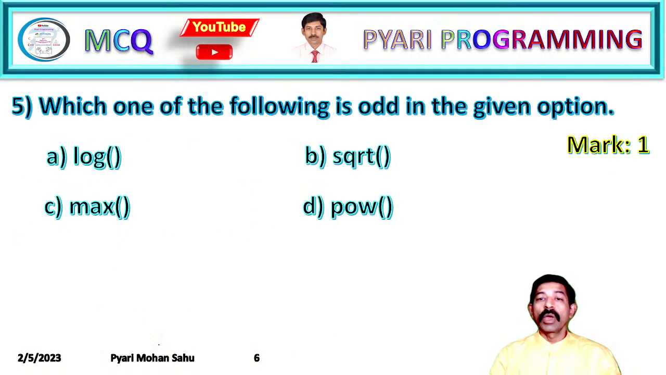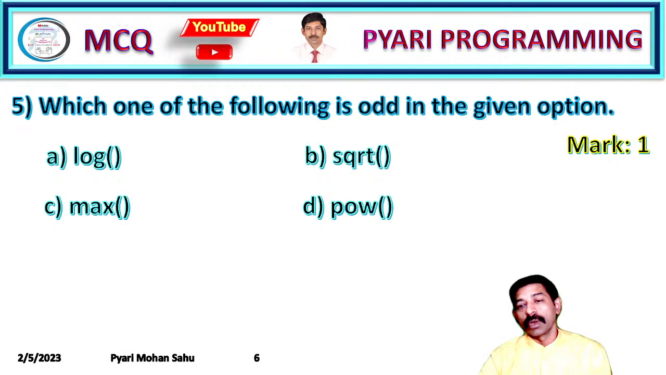Which one of the following is the odd one out in the given options? We have all mathematical functions available over here. Now, when all mathematical functions are available, then what to do? What is the criteria that I should follow to check it out?